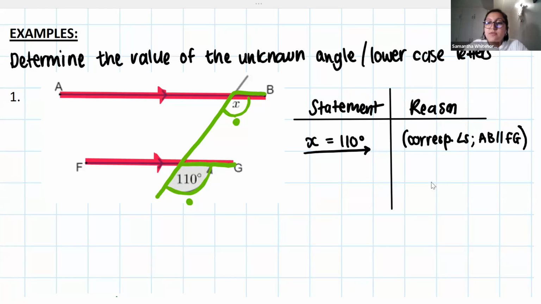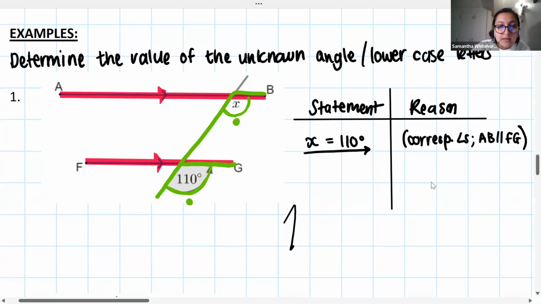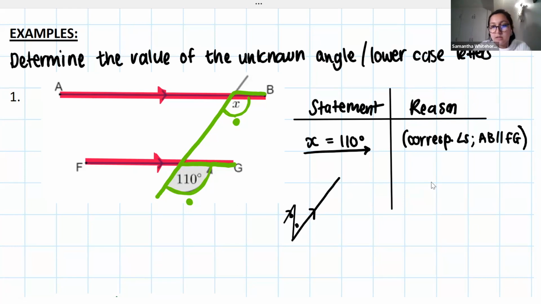Right, so Jason asked if the alternate angle lines are different lengths, can they still be considered alternate angles? Yes. Remember, I said length doesn't matter. So you could have a length like that, and then something like that. Those angles are still alternate to each other. As long as those lines are parallel, they're still alternate.